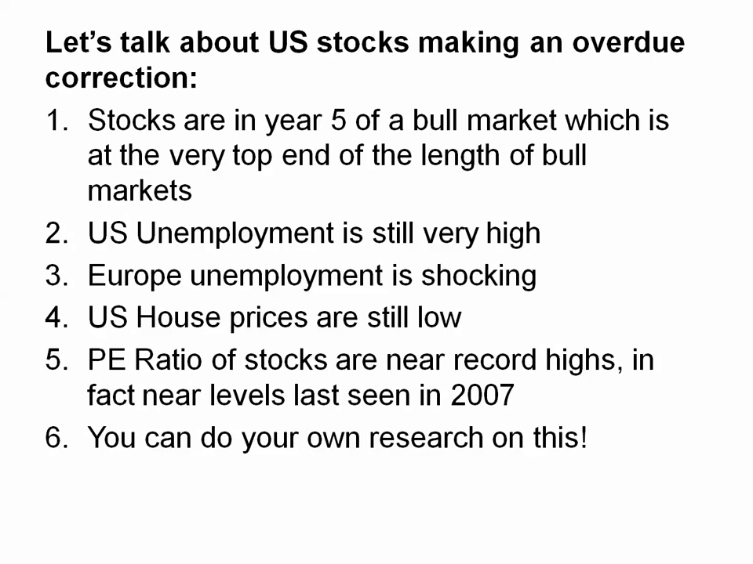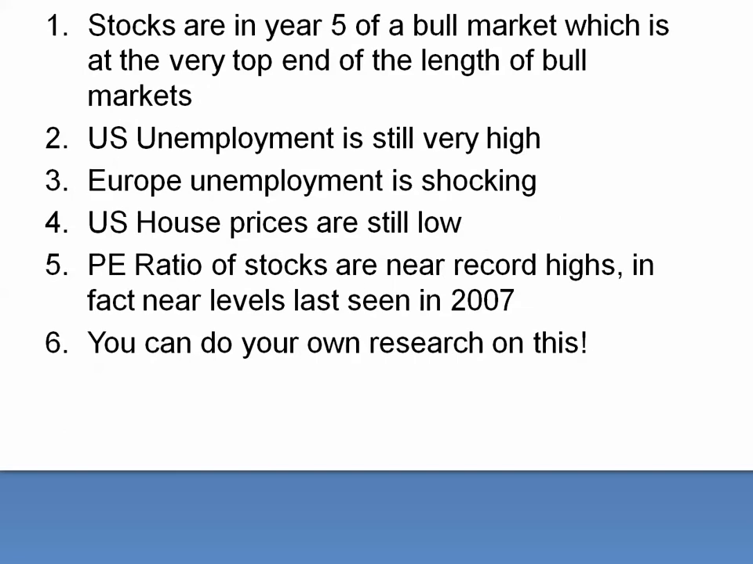So let's just talk quickly about stocks making an overdue correction. As you know, stocks are in year 5 of a bull market, which is the very top end of the length of bull markets, being 5 years. US unemployment's very high, European unemployment is shocking, US house prices are still relatively low, the PE of stocks are near record highs, in fact near levels last seen in 2007. Look, you can do your own research on this. You may have your own reasons why there's a correction that's overdue. There's plenty of stuff out there from market gurus and real people who have made money in the markets for decades saying that things are out of kilter. You pick your own reason.